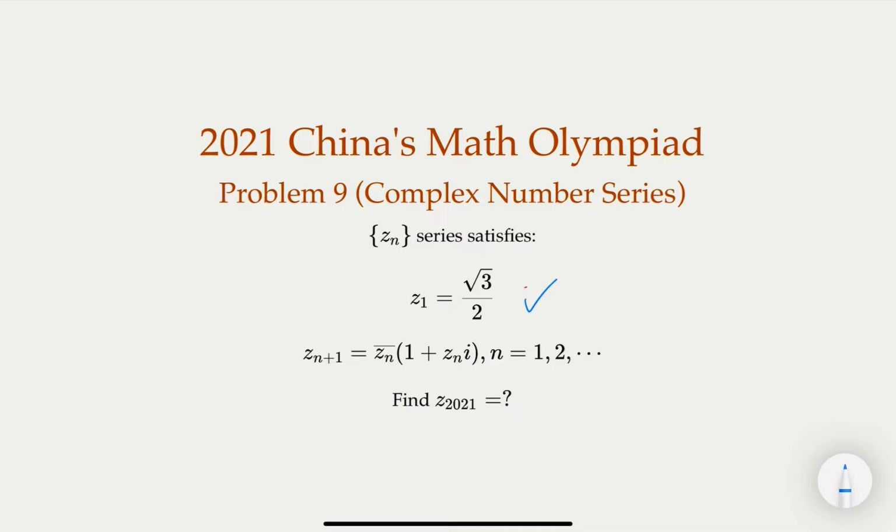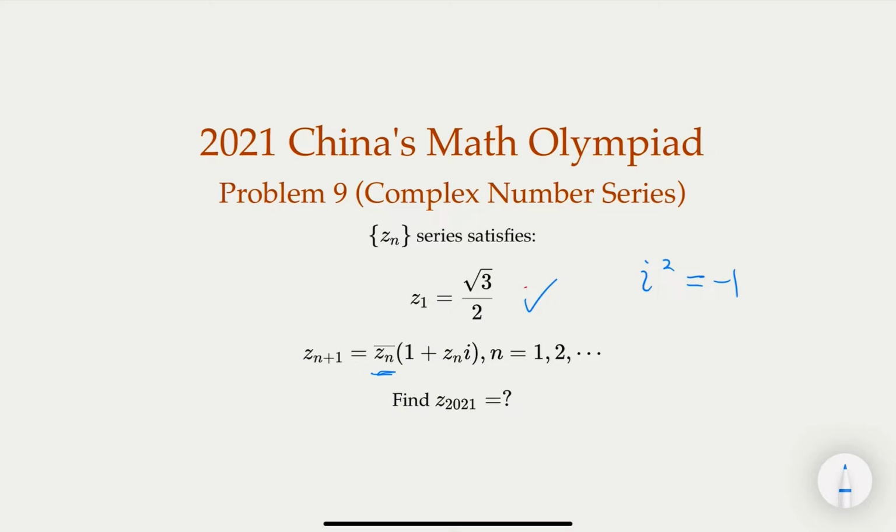And the remaining sequence is governed by a recurrence relationship. Z_{n+1}, how it's related to the previous one, is the complex conjugate of Zn times (1 plus i times Zn). Of course, i here is the imaginary unit. We know it has the property that i squared equals -1, right? That is the unit imaginary.